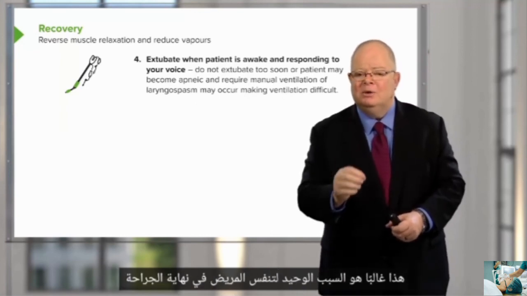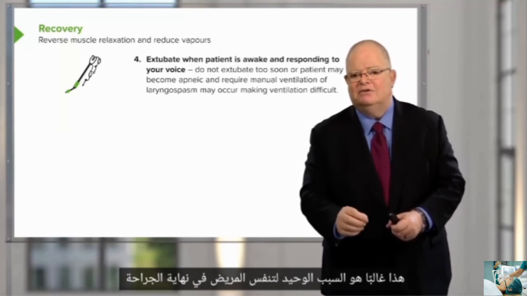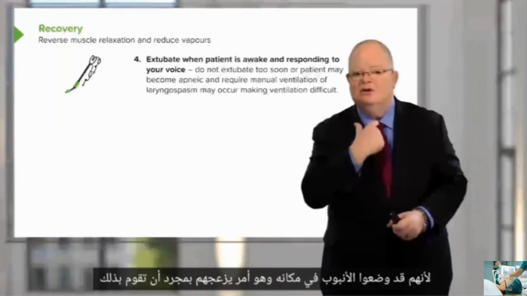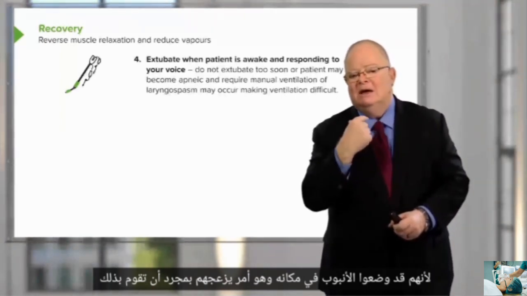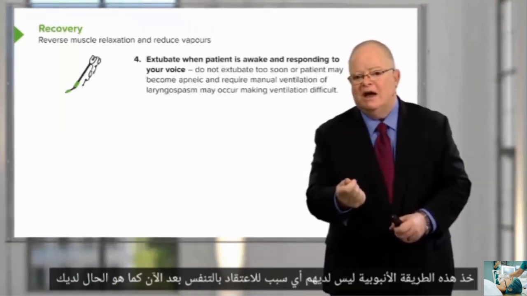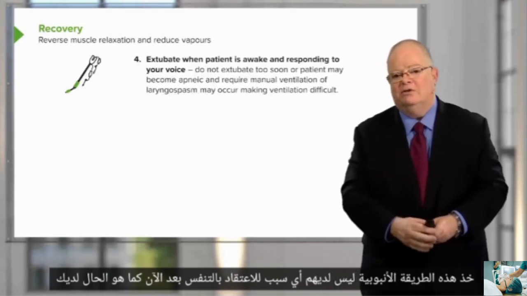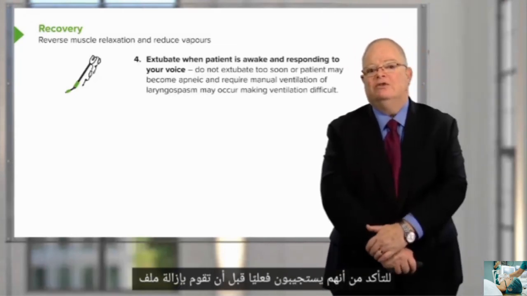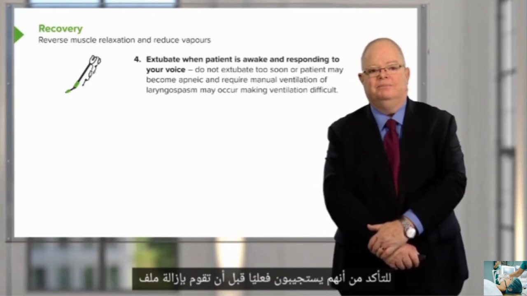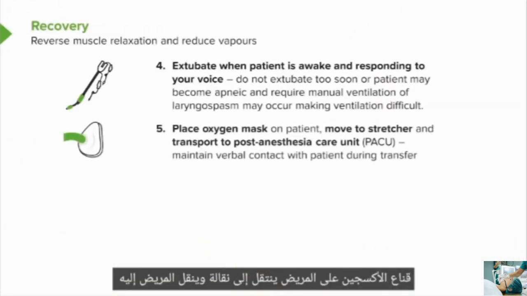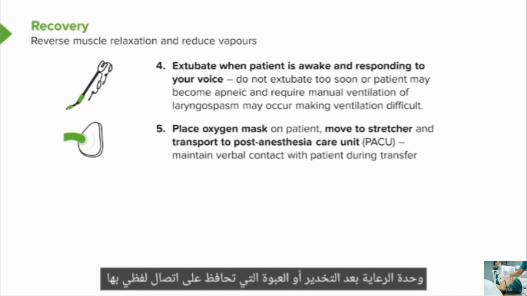Remember that often the only reason the patient is breathing at the end of surgery is because they've got the tube in place and it's irritating them. As soon as you take that tube away, they have no reason to breathe anymore. So you have to make sure they're actually responding before you take away the tube. Place an oxygen mask on the patient, move to a stretcher, and transport the patient to the post-anesthesia care unit, or PACU. Maintain verbal contact with the patient during that transfer process.